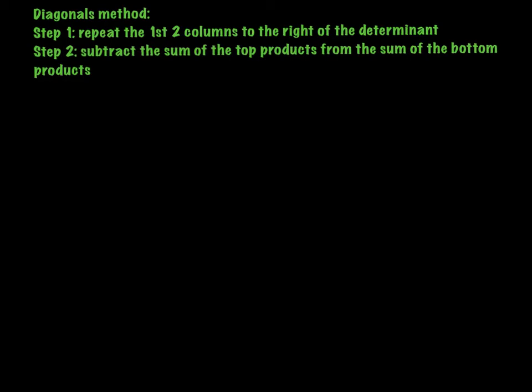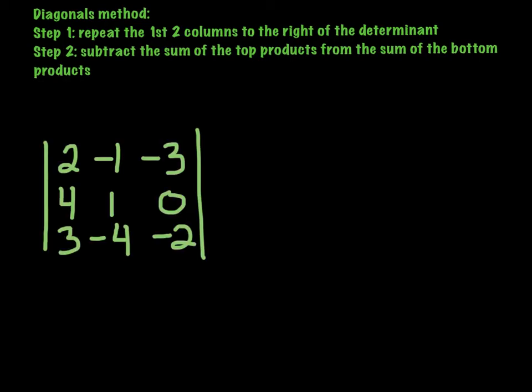Alright, the diagonals method says, step 1, you're going to repeat the first two columns to the right of the determinant. So let me give you an example. Here's a good example. So we're going to repeat the first two columns, this one and this one. So we're just going to write 2, 4, 3 right here, and negative 1 and 1 and negative 4 right here. So you just copy down the first two columns.